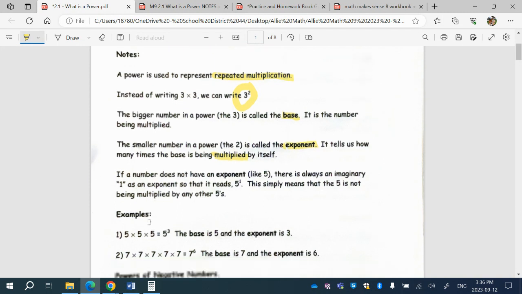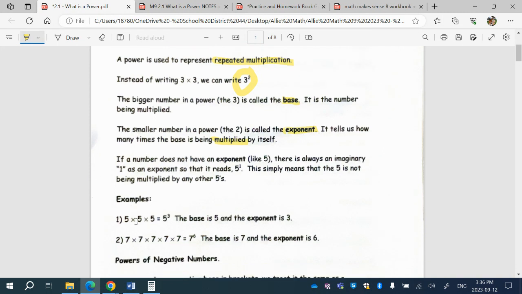So for example, 5 times 5 times 5, the repeated multiplication, is the same as 5 to the power of 3. So the base is 5 and the exponent is 3. And this whole thing is called a power. The base is 5 and the exponent is 3.